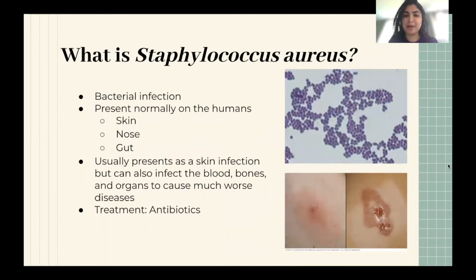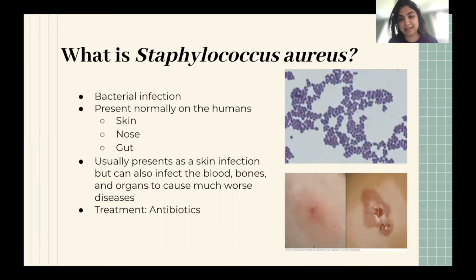First, I need to talk to you about what Staphylococcus aureus is. Staph aureus is a bacteria that can cause infections in humans. You can see it on the right under a microscope. It's normally present on humans in their skin, nose, and gut, but it can cause infections when it goes to places it's not supposed to be.